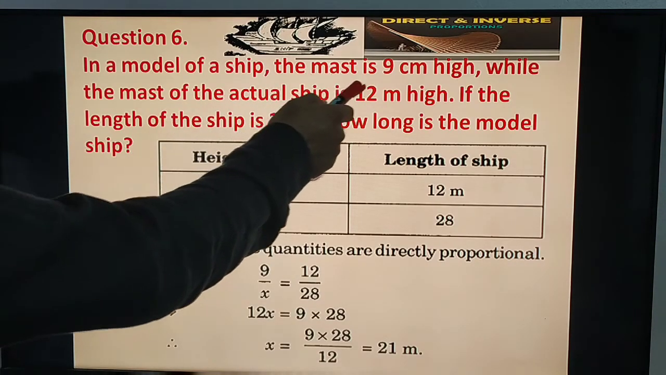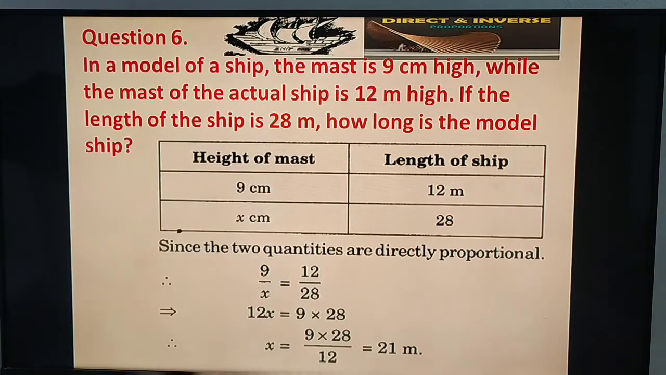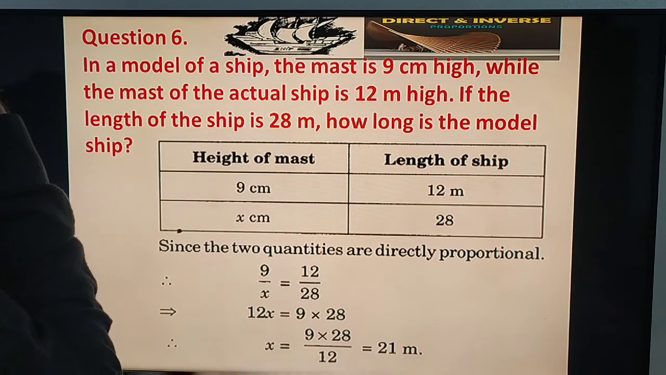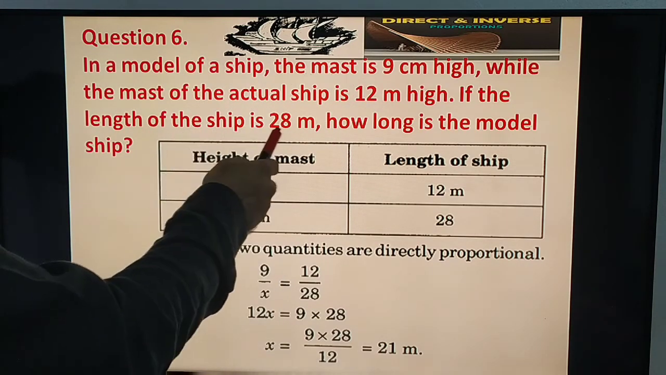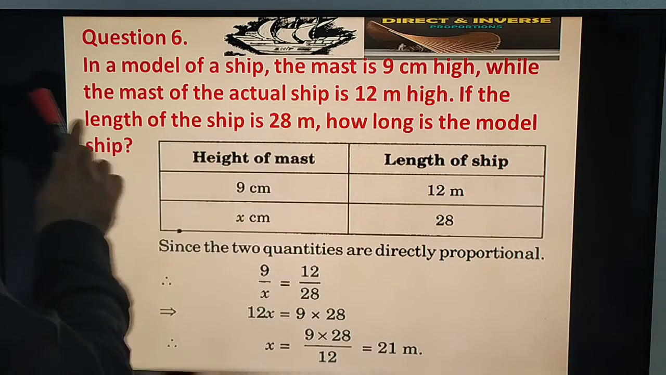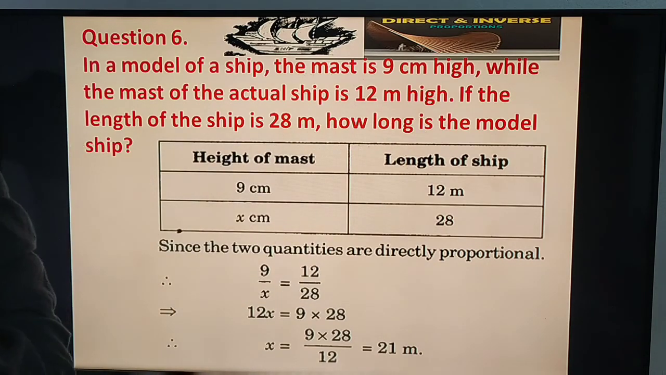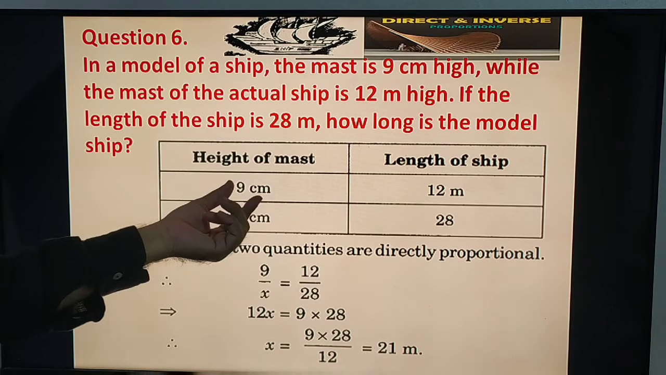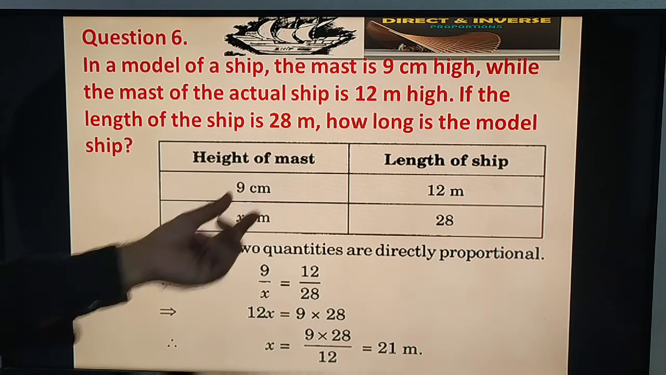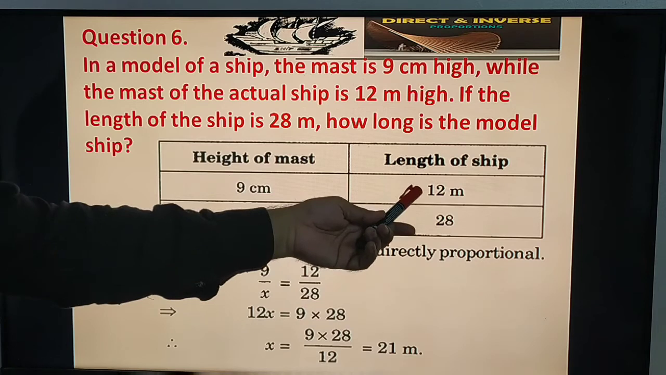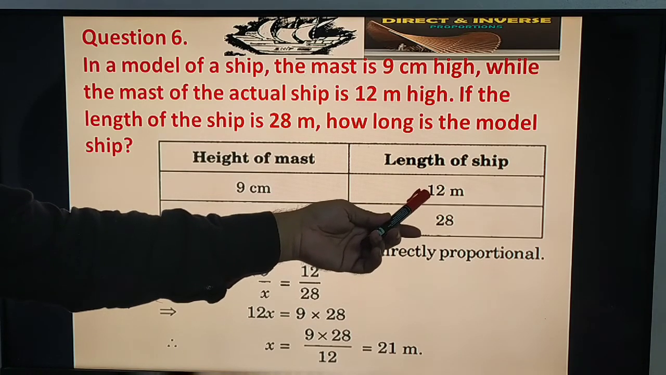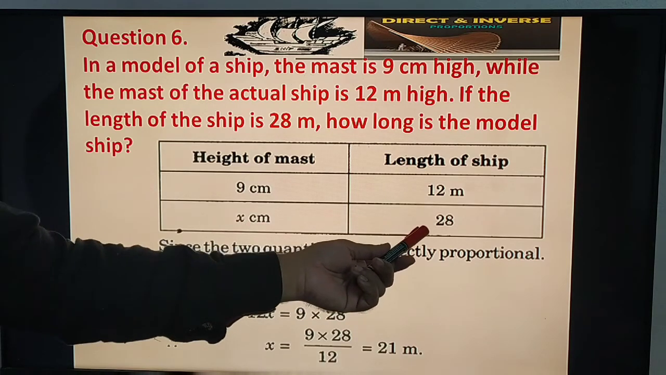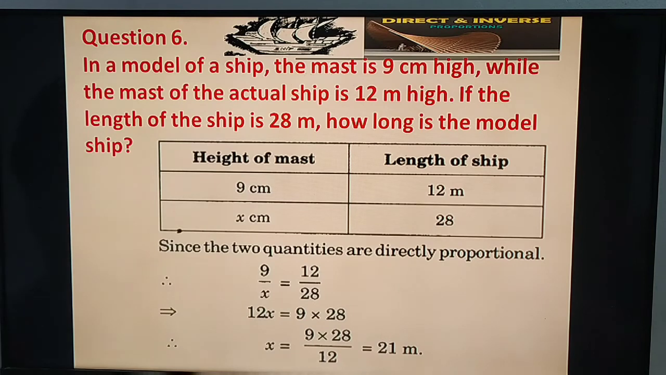In a model of a ship, the mast is 9 centimeter high, while the actual ship is 12 meter high. If the actual height of the ship is 28 meter, how high is the model? So the height of the model is 9 centimeter when the actual ship is 12 meter. Then what is the height of that model if the actual ship is 28 meter?